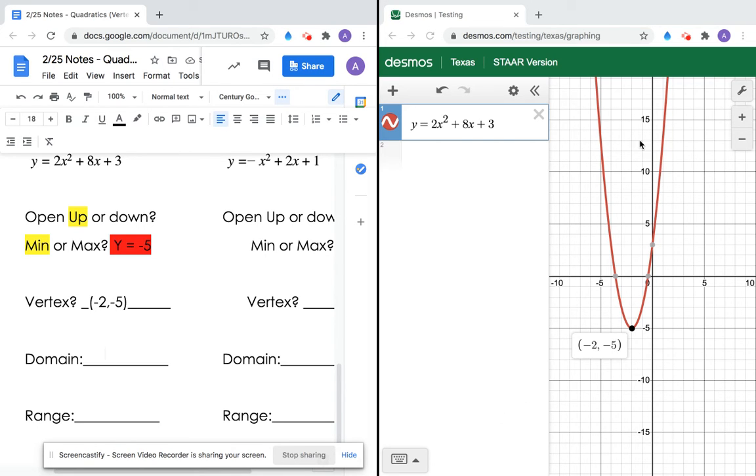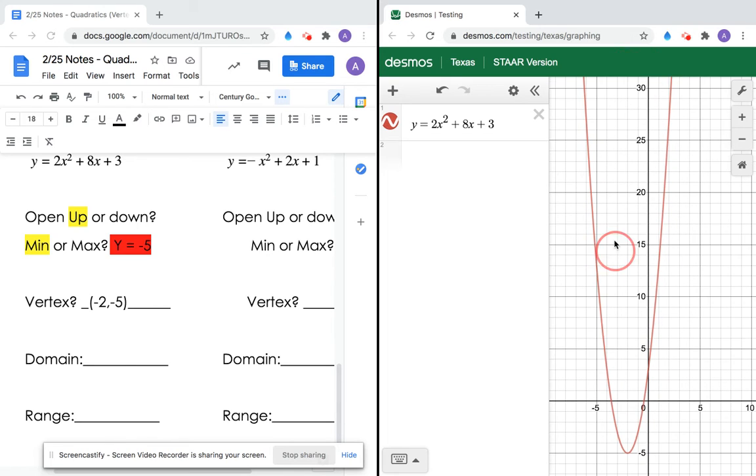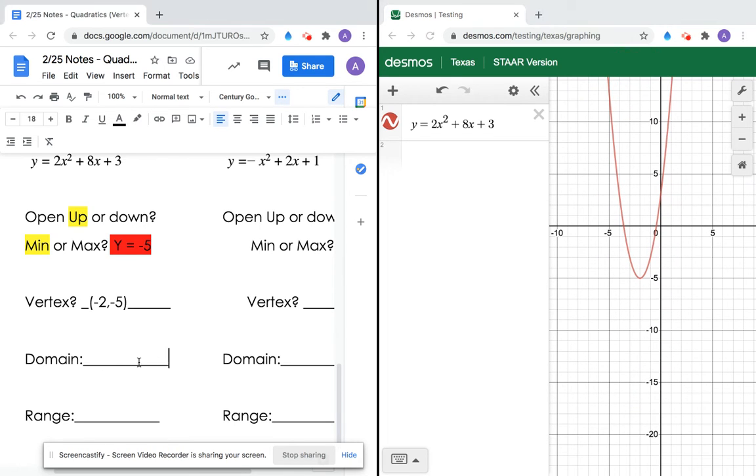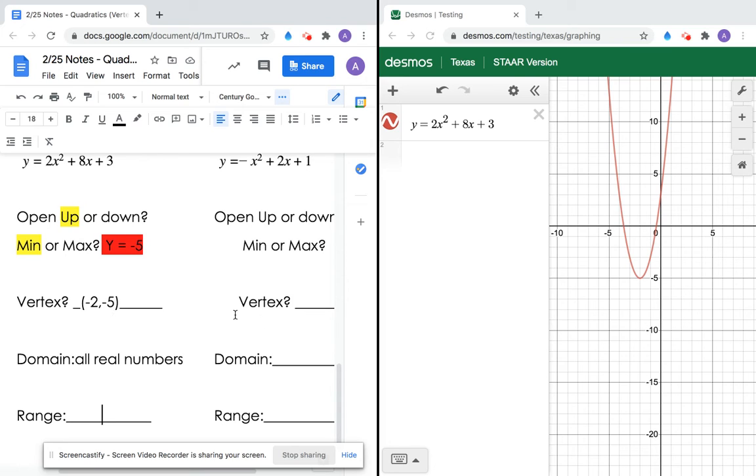Your domain, looking at this quadratic function, you can't see it, but there are arrows at the end of your graph. It continues on and on. So your x's are not restricted, and we know that the domain is going to be all real numbers. And the range is going to be based on this y value. My graph is facing up, and it ends at -5 on the y values. All the values above are going to be greater than or equal to -5 because this is a closed circle. So my range is going to be y is greater than or equal to -5.